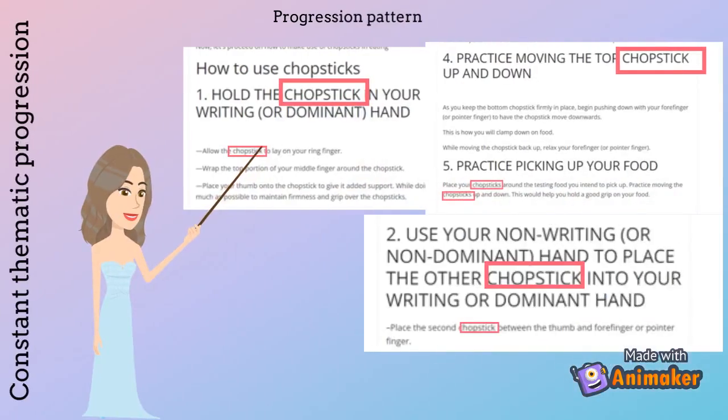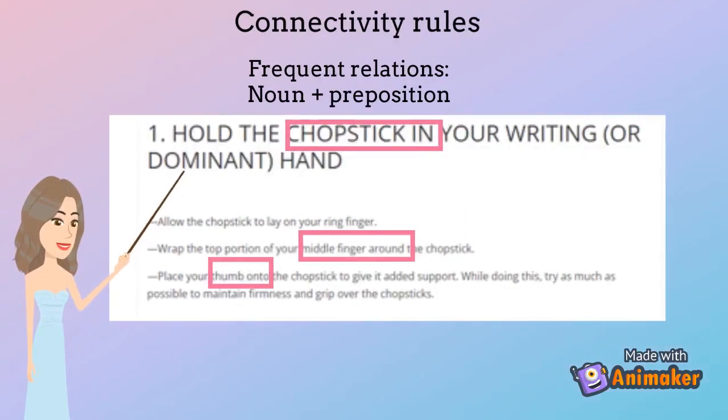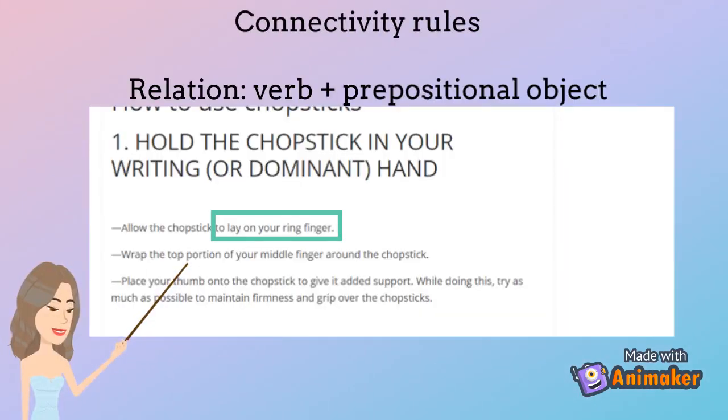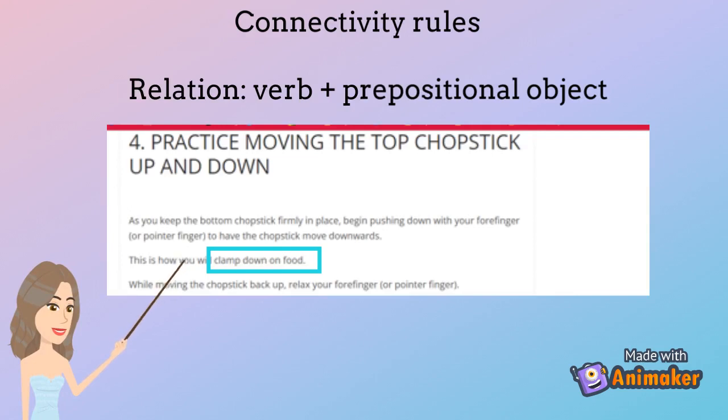The most frequent thematic progression pattern that we found in this text is the constant thematic progression, because almost in the whole text it refers to the same theme, in this case the chopsticks, and then there's only new information, so in other words, new rhemes. The most frequent relation rules that we saw in this text are noun plus preposition, as we can see here. Another relation rule is verb plus prepositional object, as we can see here and here.